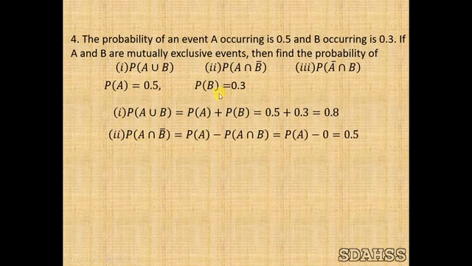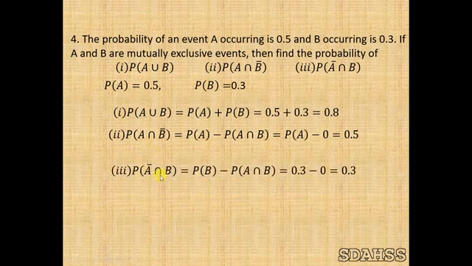Subdivision 2. P of A intersection B bar. Its formula is P of A minus P of A intersection B. Substitute the values. So you have P of A minus 0. Here P of A is 0.5. Subdivision 3. P of A bar intersection B. Its formula is P of B minus P of A intersection B. P of B is 0.3 minus 0. 0.3 minus 0 is 0.3.